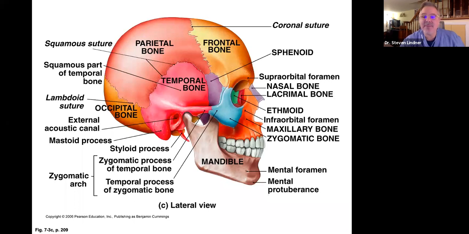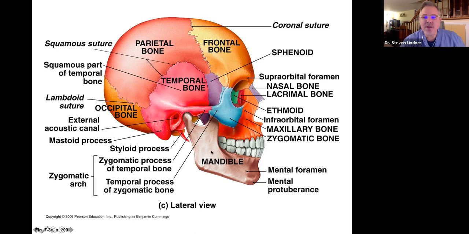Together, the temporal process of the zygomatic bone and the zygomatic process of the temporal bone, together, this is the zygomatic arch. Zygomatic bone, more anterior to it.